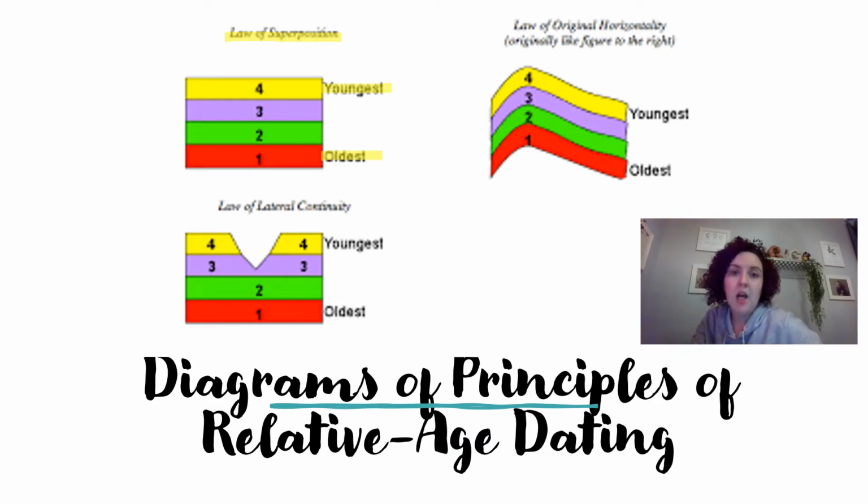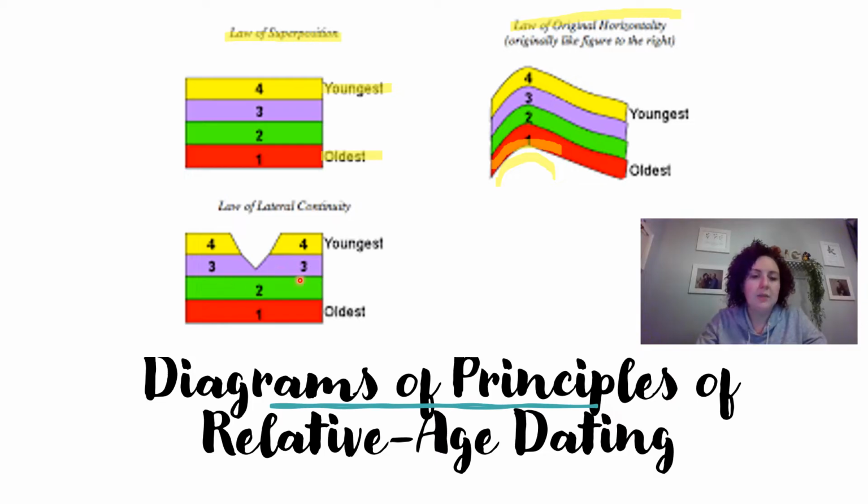Yeah, so that. The law of original horizontality. So this is even though there might be a bump here, or like we said with the idea of the Grand Canyon, things like that, everything is still going to be relatively the same age, no matter whether this bump was here or not. So if I were to be able to flatten that down, it would still go oldest all the way up to youngest.